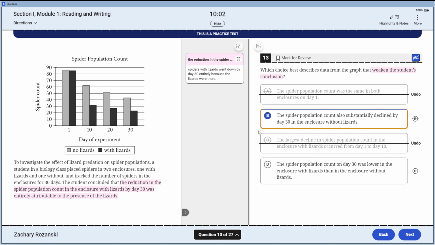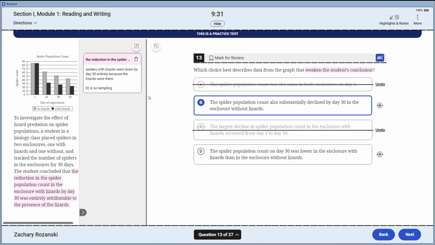The spider population count on day 30 was lower in the enclosure with lizards than in the enclosure without lizards. That's true, and D is so tempting. Both speak to truths, and I could rationalize how somebody would talk themselves into D being the right answer. But after you've done this process, you've summarized your sentence, you've gone looking for liars, you've confirmed things on the graph, all of these steps have to be done. Then, once you do that, you ignore the chart.